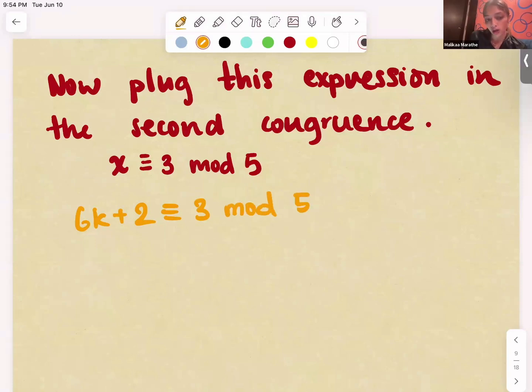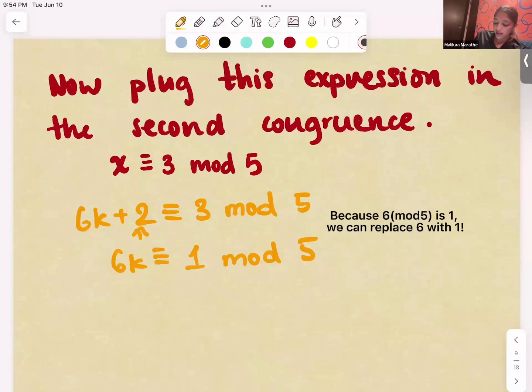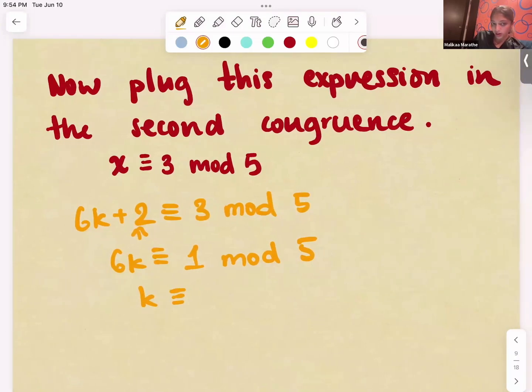And now we're going to use mod operations to figure out how to solve something like this. So mod operations allow you to subtract. So we're going to get rid of this plus 2 here. So we can write this as 6k congruent to 1 mod 5. All right. And what is 6 mod 5? So you know that 6 mod 5 is 1. So this would simplify to k congruent to 1 mod 5.